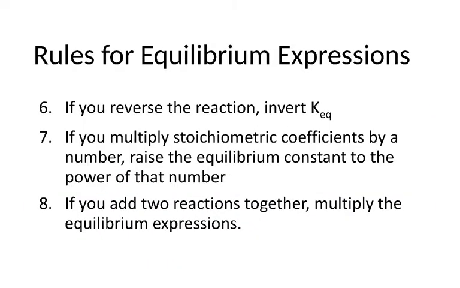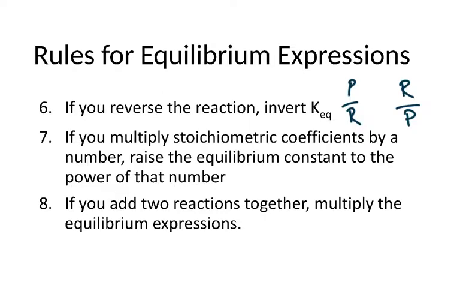All right, our next rules deal with what if you are, say, adding reactions together using Hess's law. What do we do with our K values? If you're reversing the reaction, you need to invert KEQ, which should make sense because we're products over reactants. If we reverse the two, then we need our old reactants over our old products, so we're going to invert our KEQ.